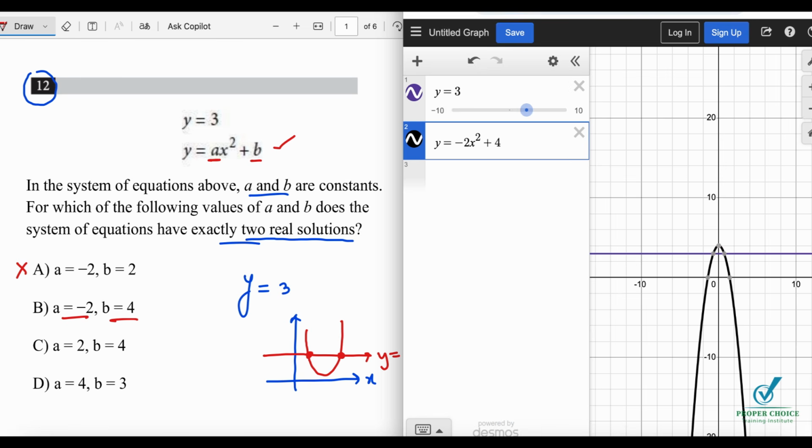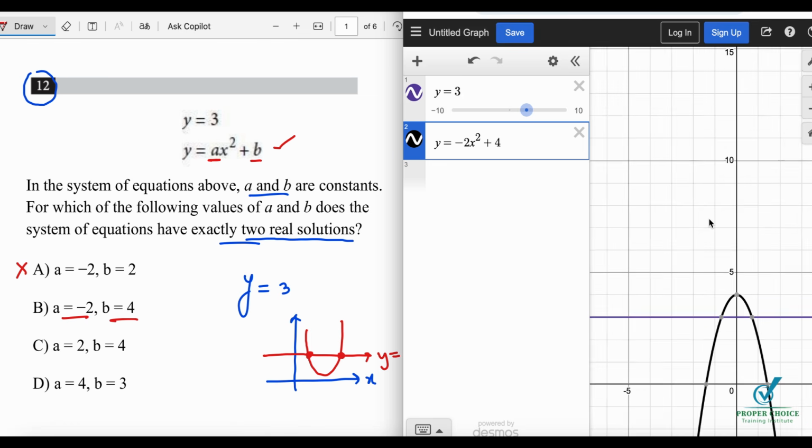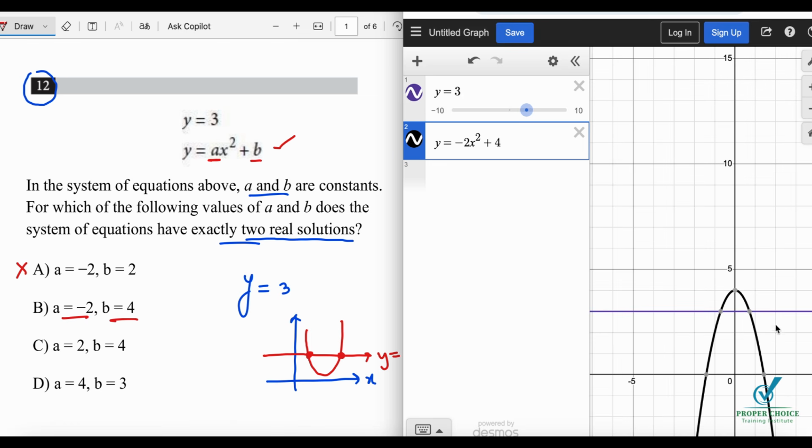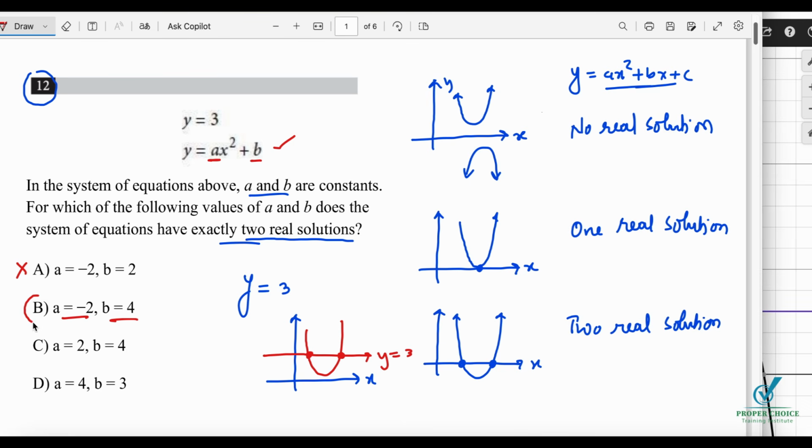I can see that the graph is intersecting the line y equal to 3 at two distinct points. I'm not looking at what those values are. I'm just looking, are they intersecting at 2 points? Yes. Then definitely these values of A and B help us find exactly two real solutions for the given quadratic. So we go with option B.